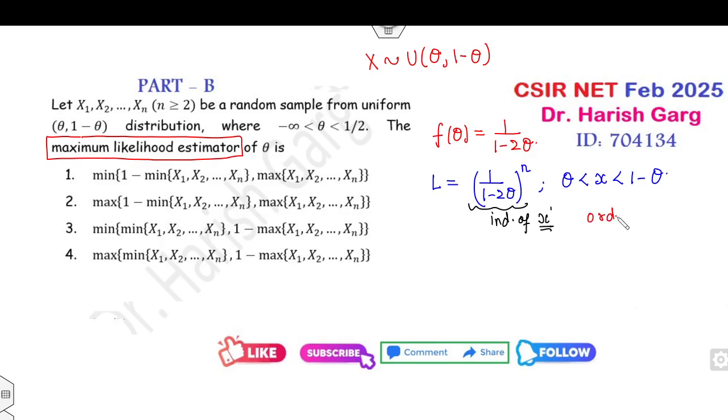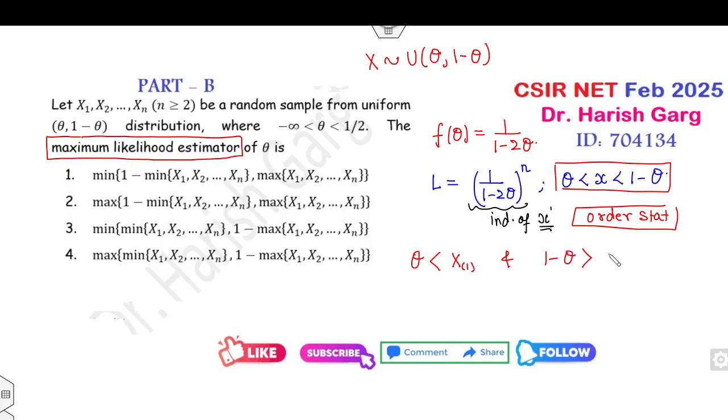That means your target is to find the order statistics. So how can you find the order statistics? From this case, you always say theta is less than the minimum order statistic, and 1 minus theta is greater than the nth order statistic. Now from this case, you can see theta is less than 1 minus x of n, and from this case theta is less than x of 1.